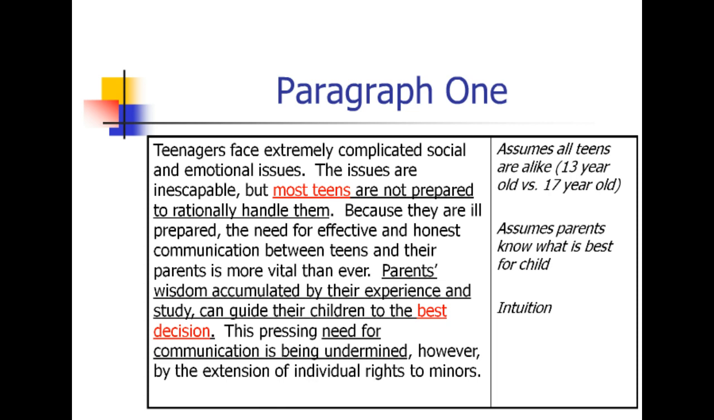Reason number 2 is that parents' wisdom accumulated by their experience and study can guide their children to the best decision. With this reason, the author makes the assumption that the parents know what is best for the child. Best decision is ambiguous because we don't know how the author defines best. Is it best for the parents? The child? Is it the quickest solution? The least complicated? The cheapest?